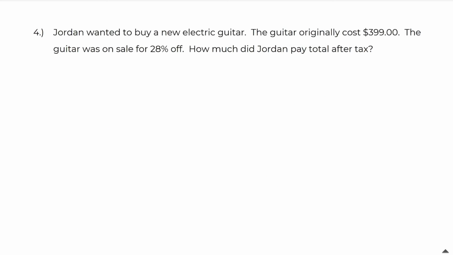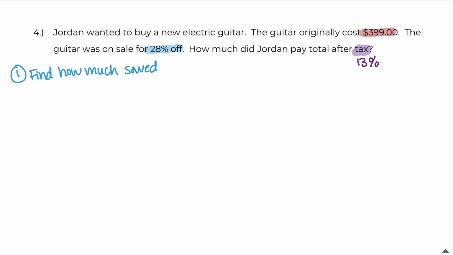In our next example here, it says that Jordan wanted to buy a new electric guitar, and the guitar originally cost $399. The guitar was on sale for 28% off. And we want to know how much did Jordan pay total after tax too. So we have to make sure that we include our tax here. And tax is, we're assuming that Jordan lives in Ontario, and tax will be 13%. Okay. So the first thing that we need to do is find how much money was saved.